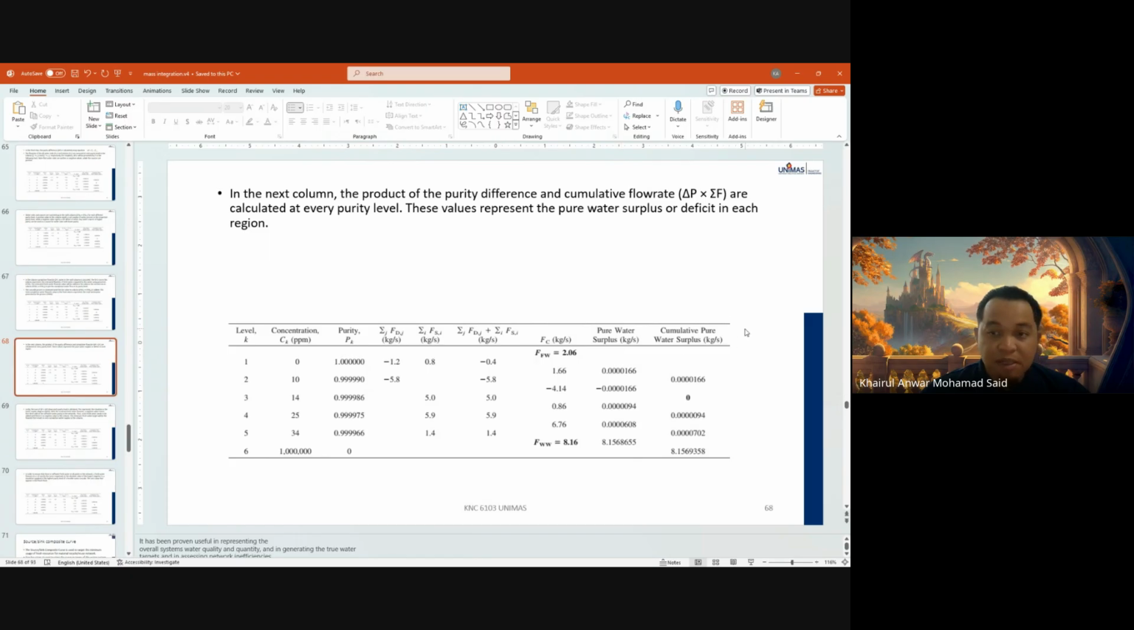Next is column 9, the last one, the cumulative water surplus. Here we do the cascading as well. What is cascading? You subtract it or add it. Like this one, zero plus this, from this minus this, from zero plus this, and so on. Since you are starting with zero first, I can guarantee you will get a negative value in the cumulative water surplus.